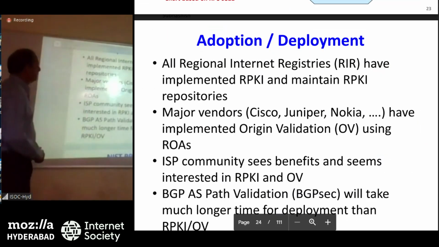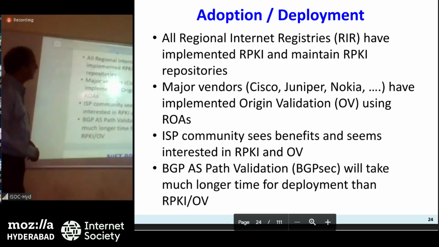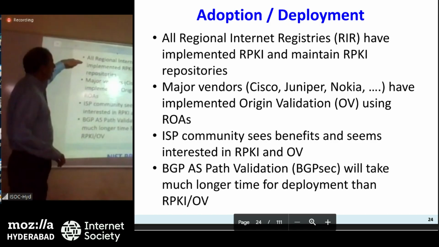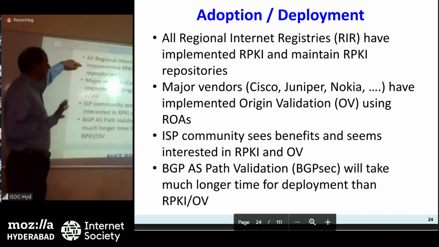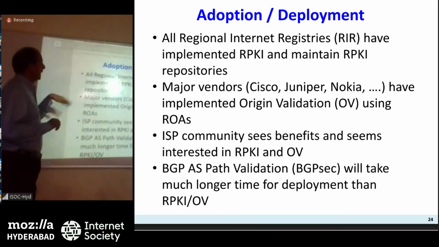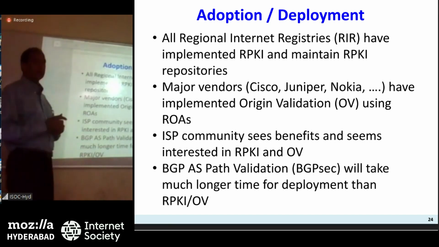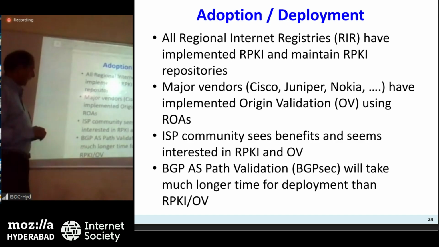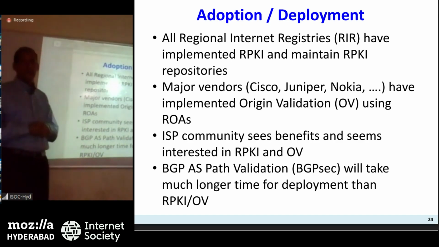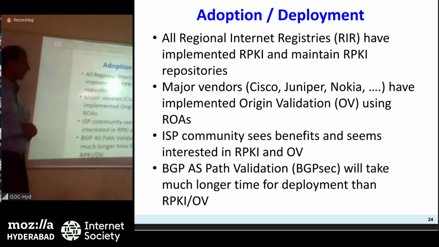In terms of the implementation status, the adoption status, all the five RIRs have implemented RPKI and they maintain RPKI repositories. Major vendors, Cisco, Juniper, Nokia have implemented origin validation. You can turn it on today if you have these routers. And then you're in a position to detect what looks like potentially hijacks, and you can reject them, drop them if you like.